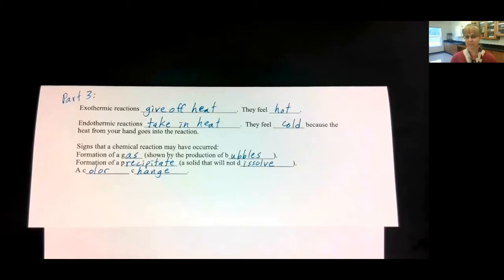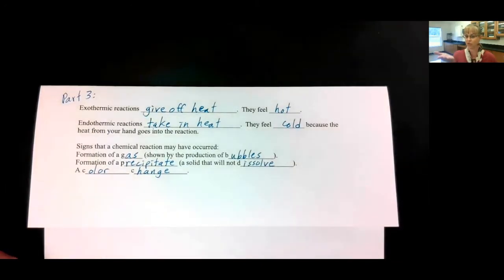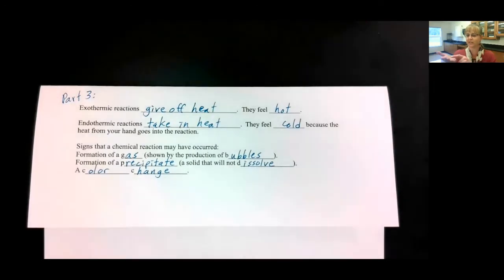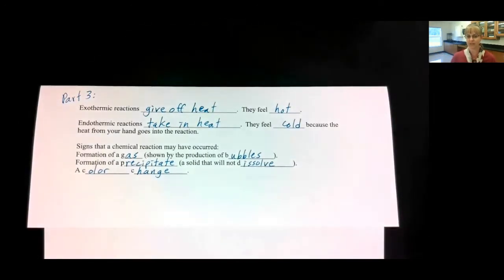Well, for example, if you have an ice cube, an ice cube as it melts is an endothermic reaction. The ice cube must take in heat in order to melt. But when you hold that ice cube in your hand, it feels cold because it's pulling the heat out of your hand and into the ice cube. So endothermic reactions where heat is entering feel cold.